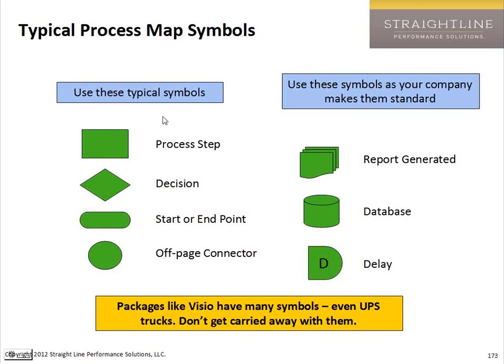I like the symbols on the left-hand side: the process step, the decision diamond, the start or endpoint. I also use off-page connectors because I like to not make super complex process maps on any one page. If I want to go to the next page, I'll make an off-page connector so it's easily communicated.